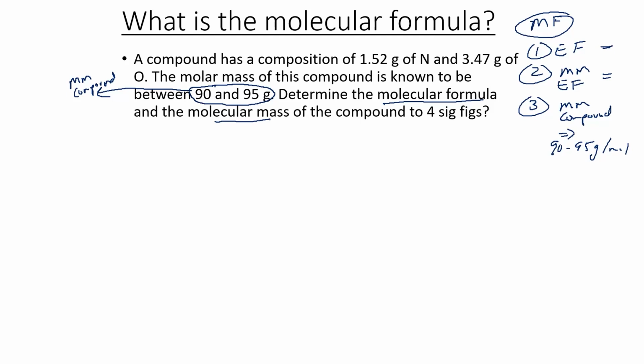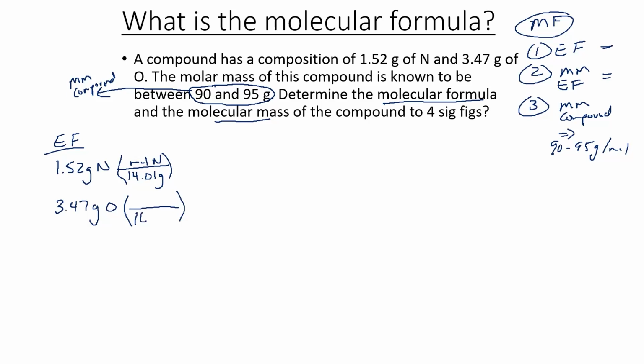All right, so we should start our process here. So we're going to convert and calculate our empirical formula. So taking the grams of nitrogen, which is 1.52 in this case, using the molar mass for nitrogen, which is found on the periodic table of 14.01 grams per mole, we will then calculate our moles of nitrogen. We'll also do the same thing here for oxygen. So we're going to take our 3.47 grams of oxygen, again returning to the periodic table there to get the molar mass of oxygen, which is 16 grams per mole.